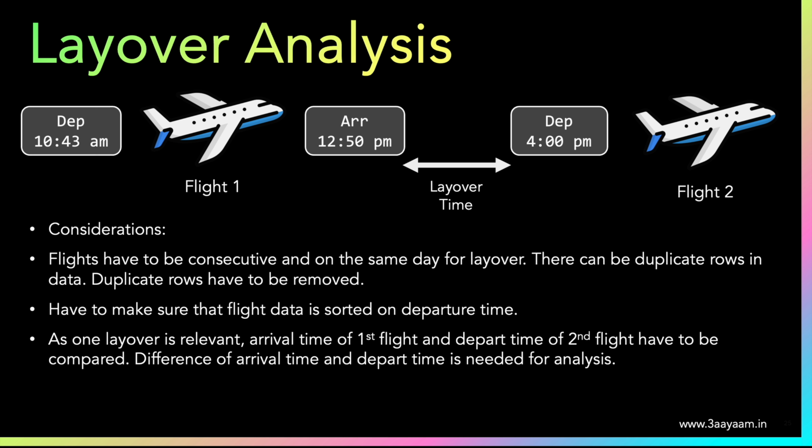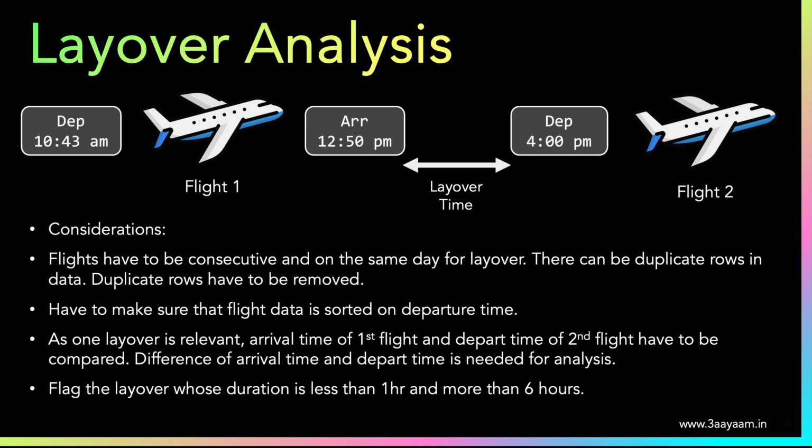This particular consideration is very important, because all the records that we have are in different rows. The first flight journey would be maybe row number 1, then the second flight journey would be row number 2, and we cannot compare between two consecutive rows. As we have to find the difference of arrival time and departure time, we'll have to make sure that those consecutive rows are merged in the same row for a particular passenger.